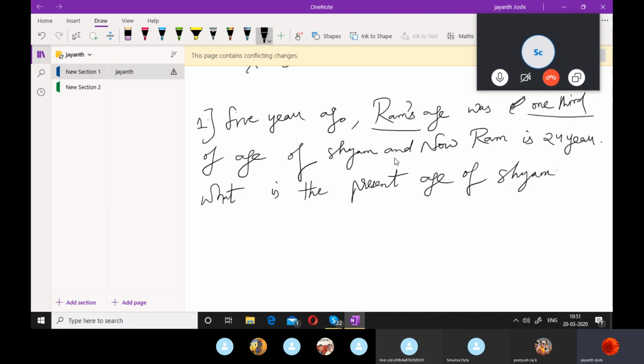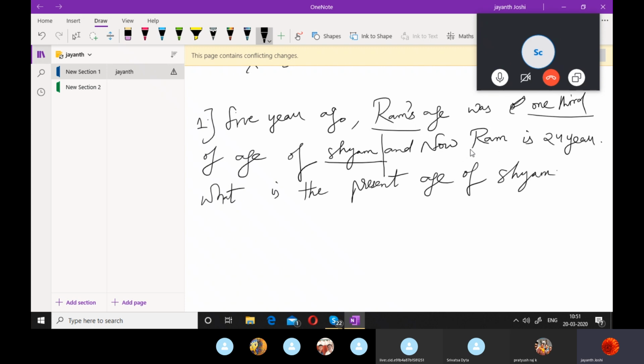Till now we don't know Ram's age, and we don't even know Shyam's age. So till here we don't know both of the ages. But the statement is saying that 5 years ago, if you go 5 years back, Ram's age was 1/3 of the age of Shyam. And let us go for the next statement from here.